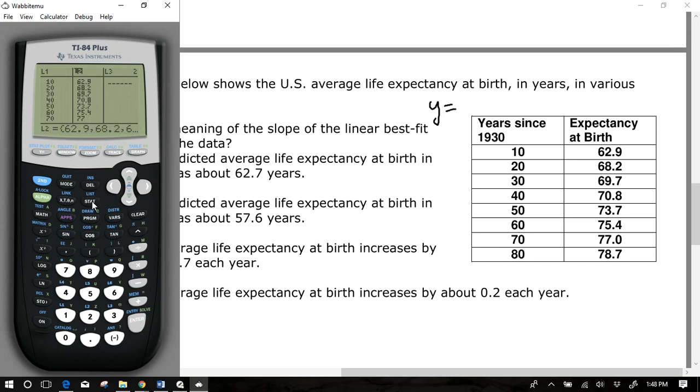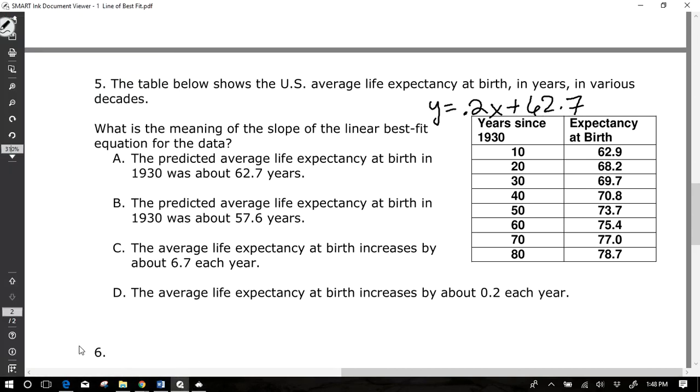But what I'm ready to do now is to find the line of best fit. So stat calc 4, enter. And so my line of best fit is y equals 0.2x plus 62.7. I rounded. Okay. So I am done with my calculator. So let me get this out of the way. And now we're going to look at these answer choices.